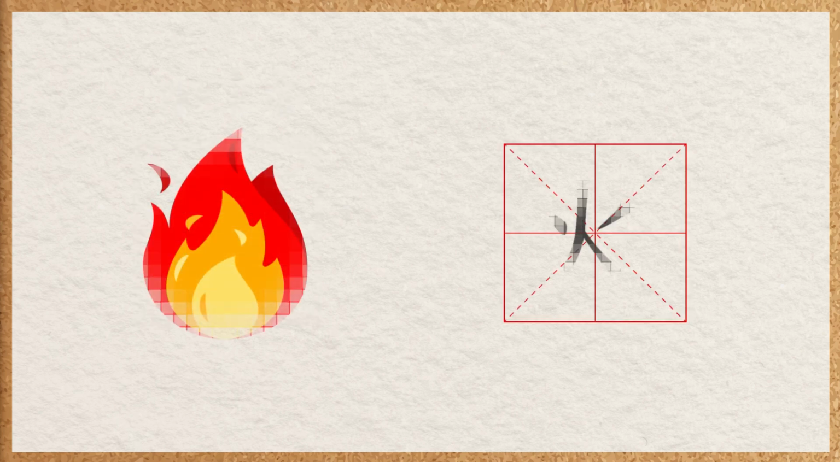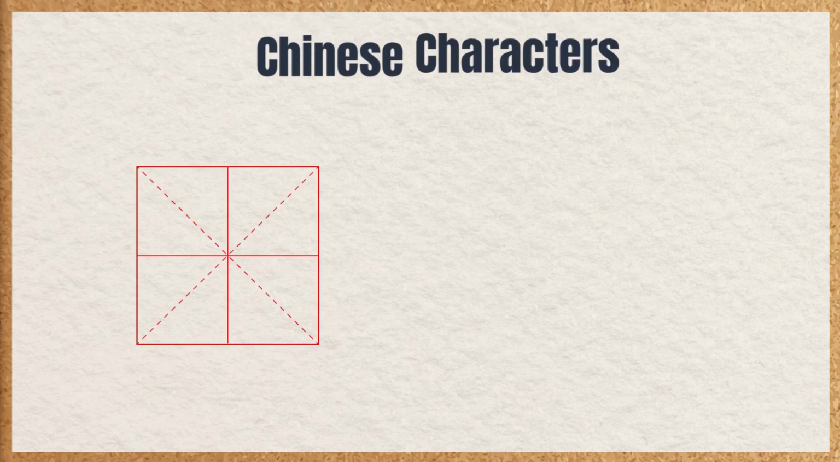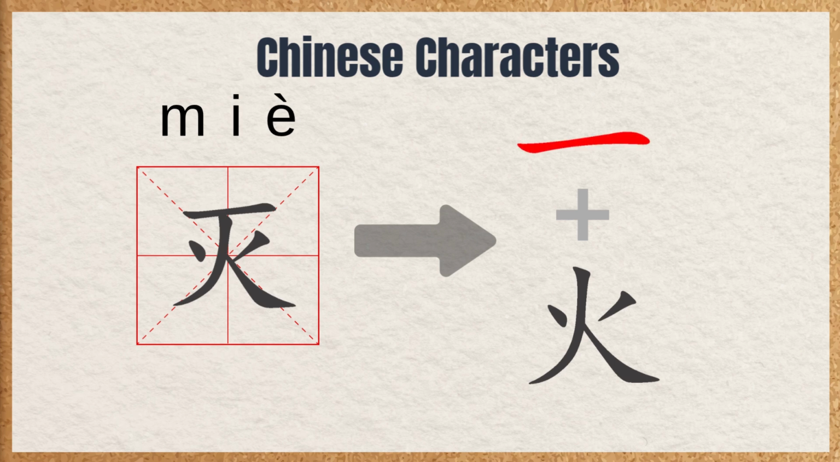Today, we're going to learn this character. Its pronunciation is Mia. Have you noticed that it looks kind of familiar? Do you remember this character? Yes, that's Huo, means fire. Now take a look at Mia. It's basically the character Huo with an extra horizontal stroke on top.